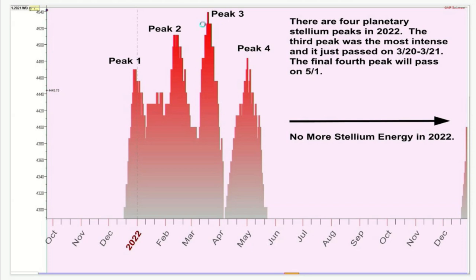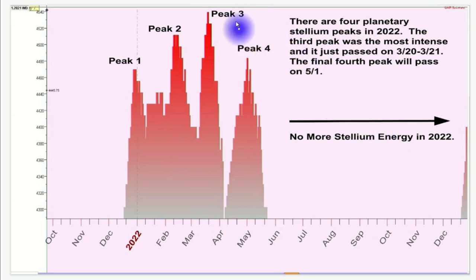What I want to show you is we have four peaks this year. This stellium is four peaks. The largest peak occurred in March, right with that rally. And then there's a fourth peak here. Then there's no more stellium peaks for the rest of 2022. So I think this was helping to hold up the market. I think once these pass, we're going to have much, much lower prices coming on this S&P.